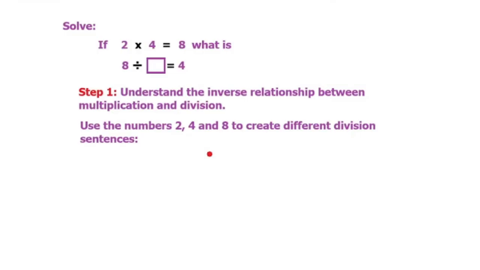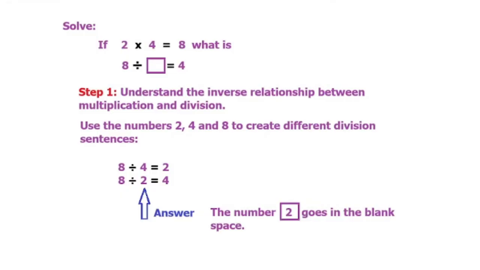So let's try to figure it out. 8 divided by 4 equals 2. So we're using 8, 4, and 2. So we know that's not the right answer. Then let's try 8 divided by 2. That equals 4. That's the answer. So the number 2 goes in the blank space.